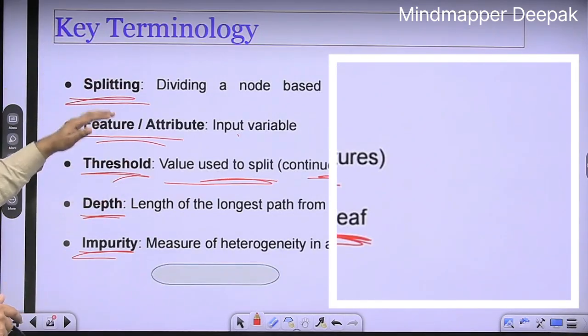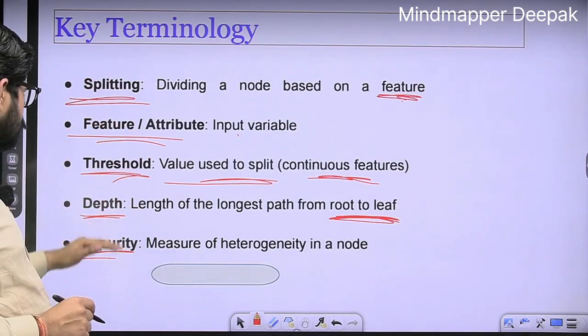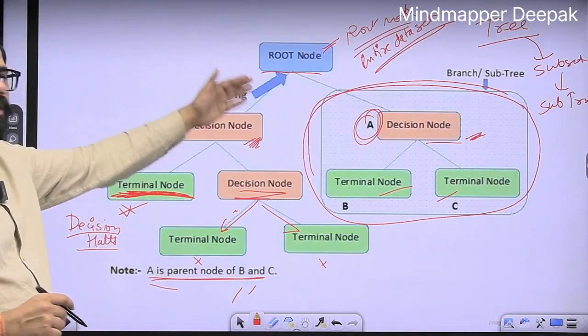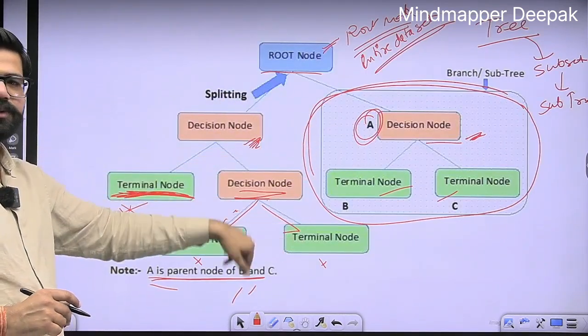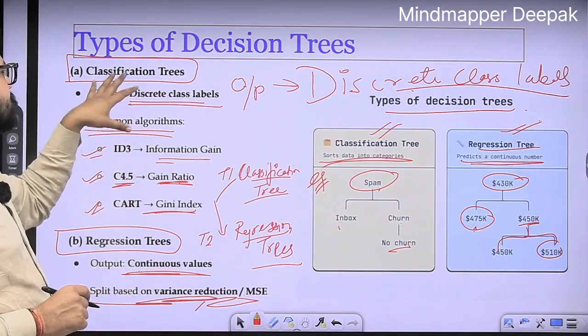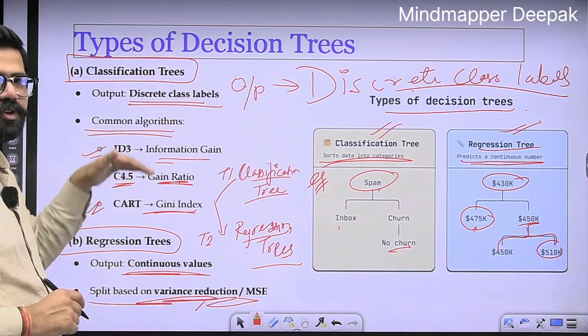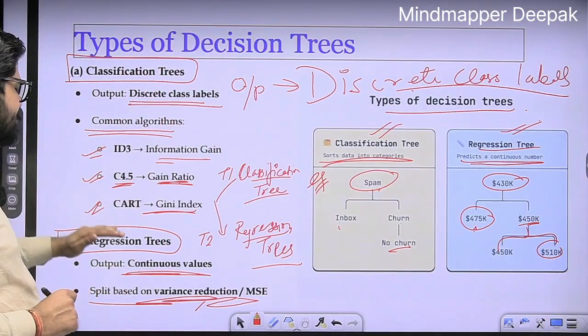Key terminology: splitting, features, attributes, threshold, depth, impurity, we have discussed. Then we discussed in depth what splitting is and the different key terminologies using this diagram. After that, we discussed the types of decision trees. Two major types will be there: one is the classification tree, the second one is the regression tree.